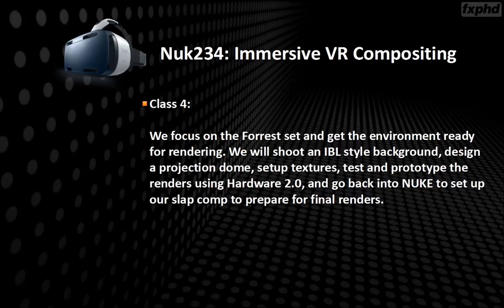And then we're going to set up some textures for the ground and bring in higher res trees and get it all set up so it's looking beautiful. And then we're going to test and prototype all our renders using a very fast method, using Hardware 2.0, which I've been using in the previous classes, but that way we can get those things rendered very quickly and get those frames back into Nuke and set up our slap comp. This will prepare our Nuke script to ingest the final renders where we'll be able to really tweak and finish that off. So let's get started.